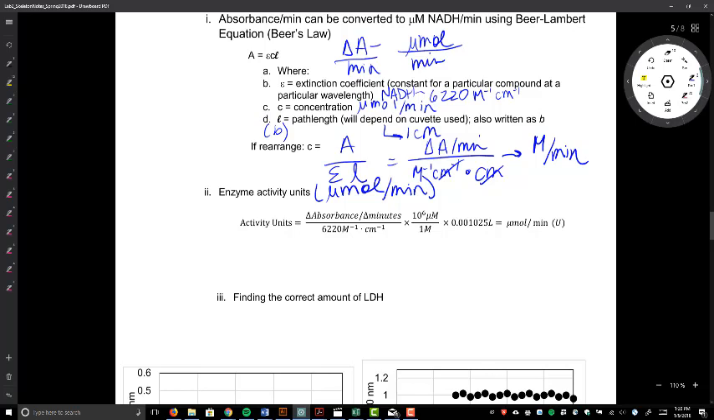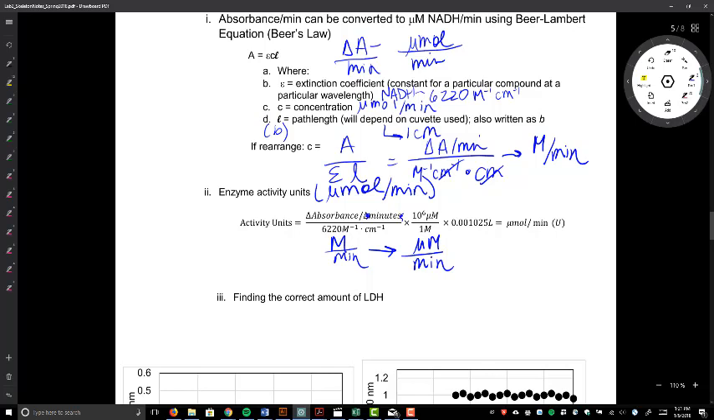So we start with solving the Beer-Lambert law for the concentration. So we take the change in absorbance per minute. So change in absorbance, and that's a change in time, but we can say the change in absorbance per minute. We divide it by the extinction coefficient, so 6,220 molar to the -1 centimeter to the -1. And that gives us molar per minute. But our activity units are micromole per minute. So the next step is to convert this to micromole per minute.